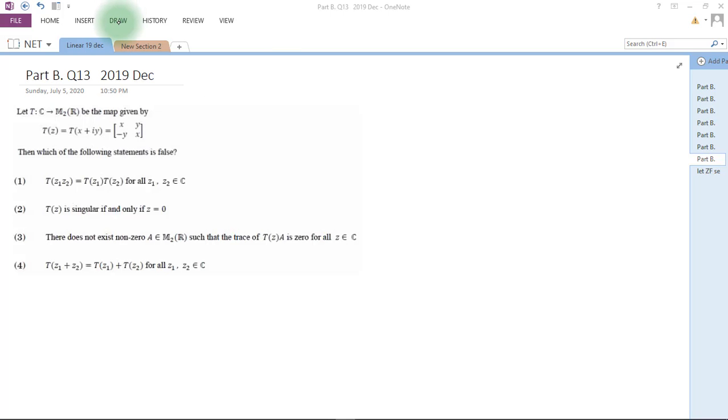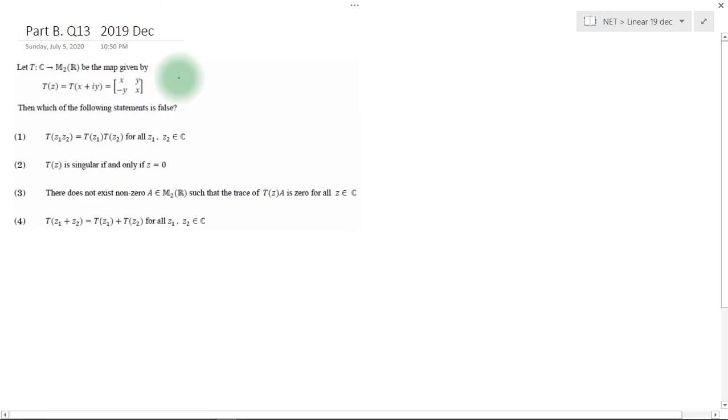Now we are going to solve question number 13 part B from December 2019 NET. In this question they have given us a mapping T from the complex numbers to the space of all 2 cross 2 real matrices, and the mapping is defined as the image of any complex number Z is the matrix [x, y; -y, x]. So we have to identify the false statement here.